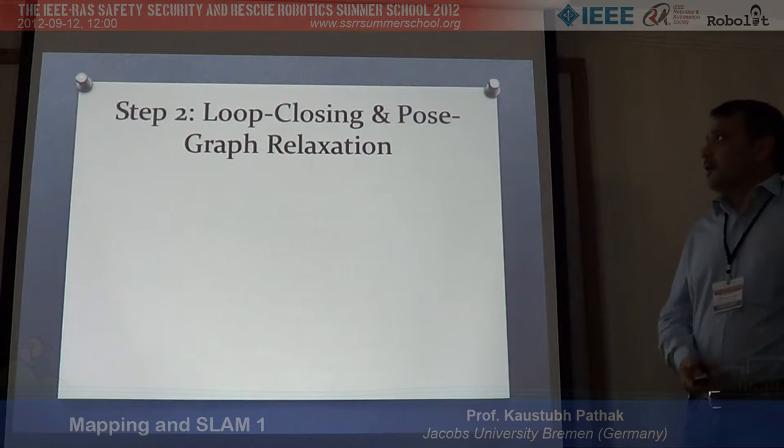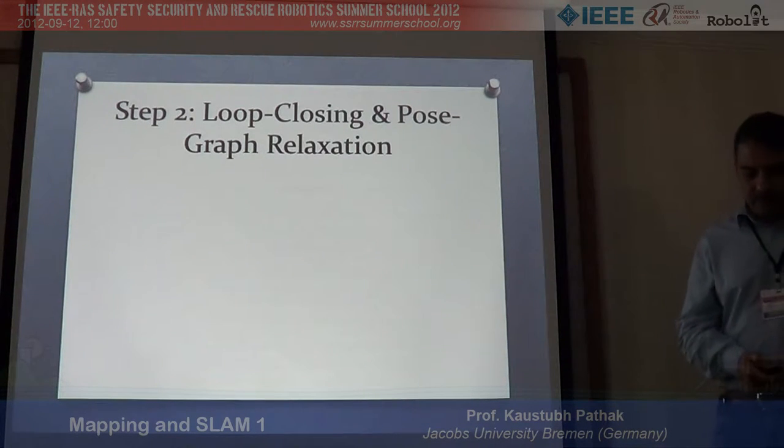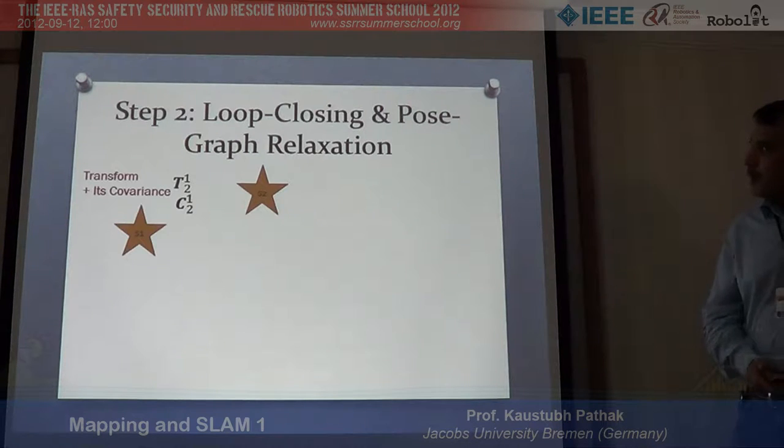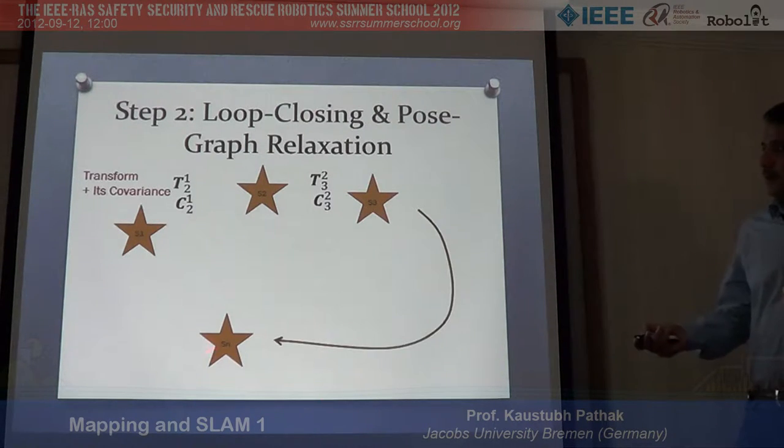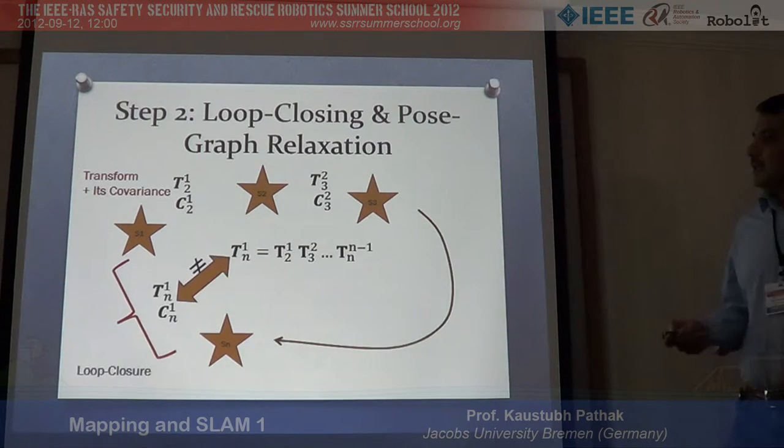Step 2 is loop closing and post-graph relaxation. The basic idea of loop closing is that you do registration successively, so scan 1, scan 2. Your registration algorithm gives you the inter-scan transform and the covariance matrix of the transform. Then you keep doing it, so S3 with respect to S2 up till Sn. And then at some point, you see that you can actually register the scan N with scan 1, an initial scan.